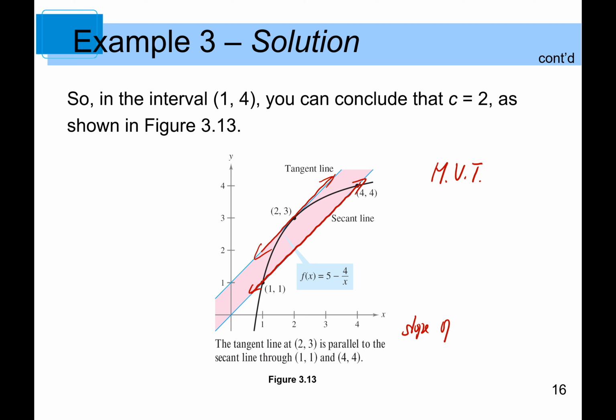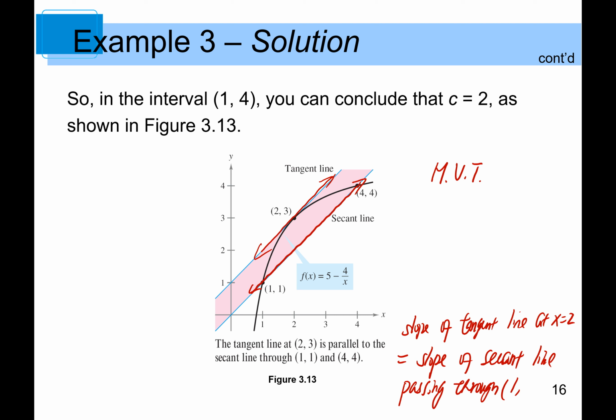The slope of the tangent line at x equals 2 equals the slope of the secant line passing through (1, 1) and (4, 4), as indicated from the graph, right? That's pretty much it.